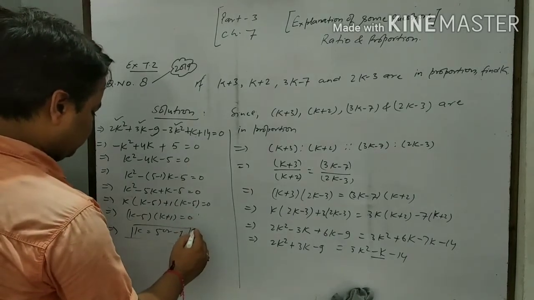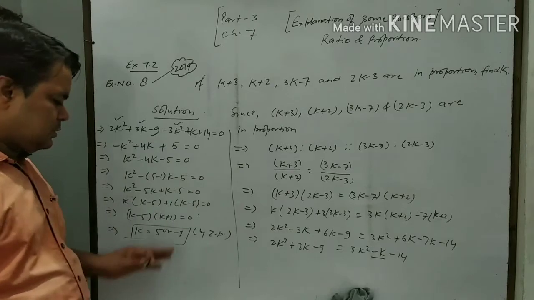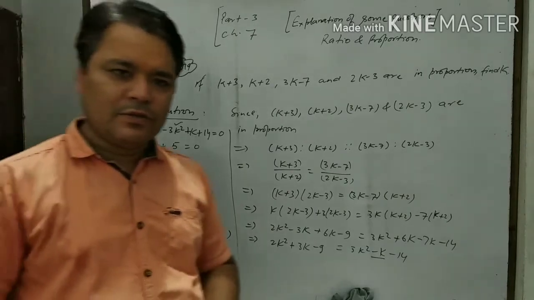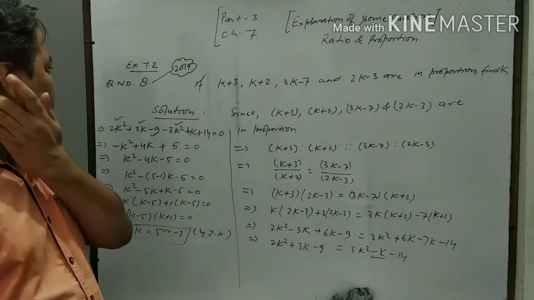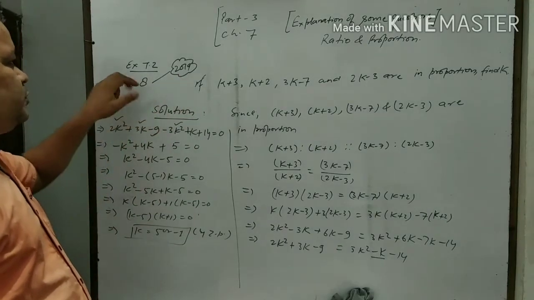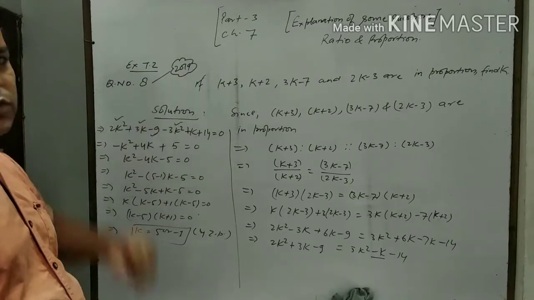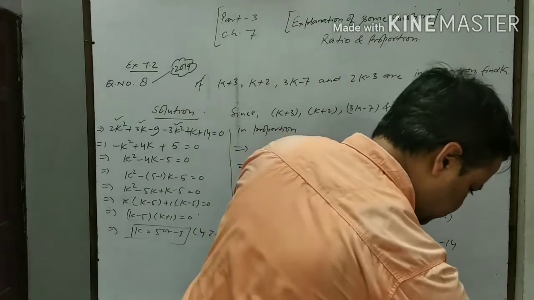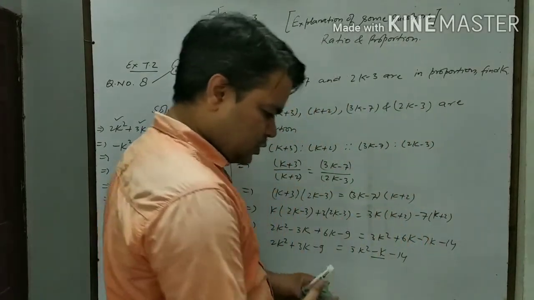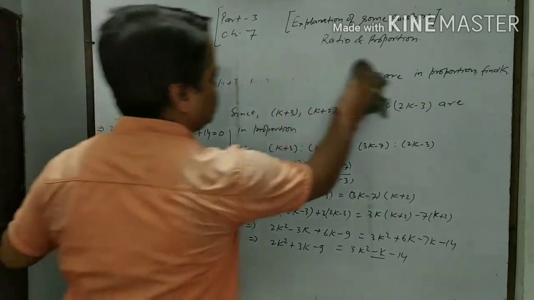By the zero product rule we can find the value of k. Okay, this is the solution of question number 8 related to exercise 7.2, asked in the board examination 2019. Now let us see the second question, that is question number 20.